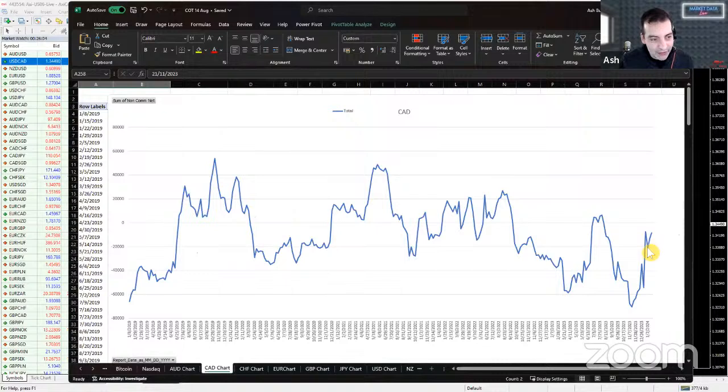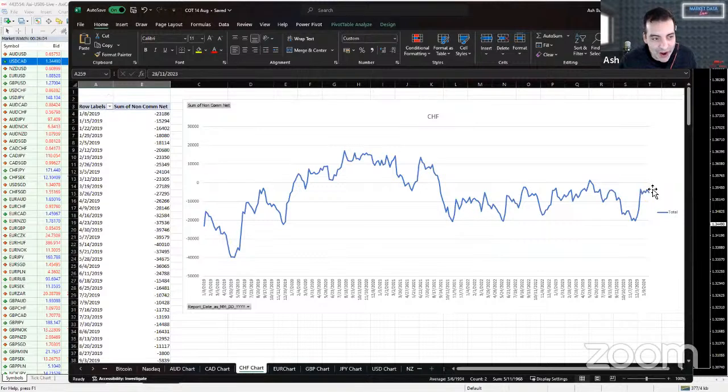But the CAD's a bit different. They came in last week for the CAD. Now that may well halt here, but the fact that there was some buying suggests that the CAD may not be as weak as it looks, and that would take me away from wanting to go long dollar CAD going into next week. The Swissie's relatively flat.